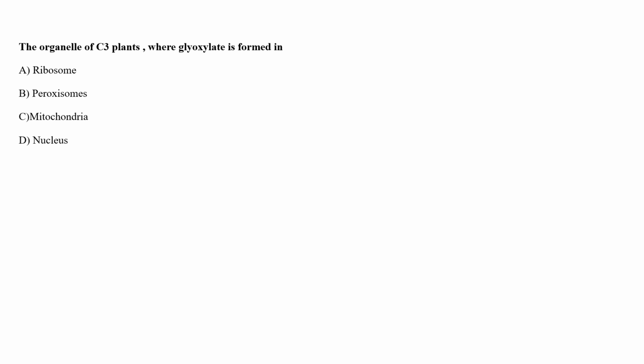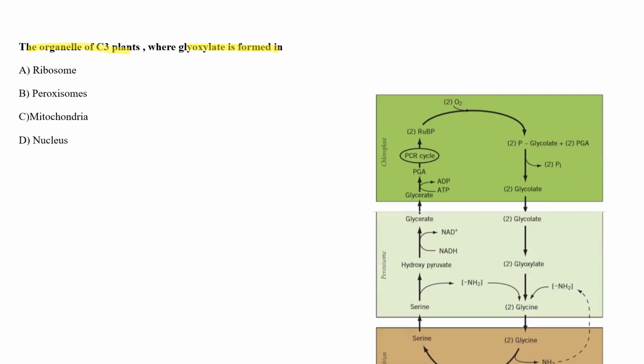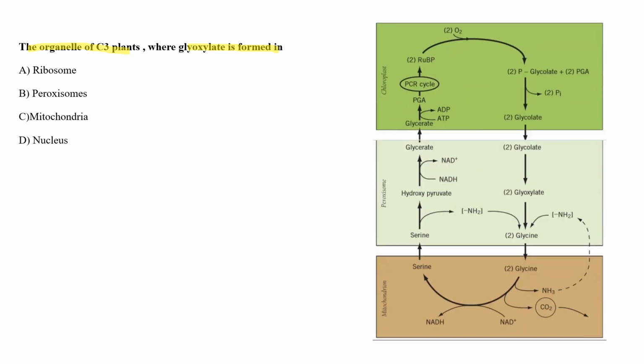Now the question is, the organelle of C3 plants where glyoxylate is formed is A. Ribosome, B. Peroxisome, C. Mitochondria, and D. Nucleus. So in this picture, we see that there are 3 organelles: chloroplast, peroxisomes, and mitochondria. And the formation of glyoxylate occurs in peroxisomes. That is option number B, peroxisomes.